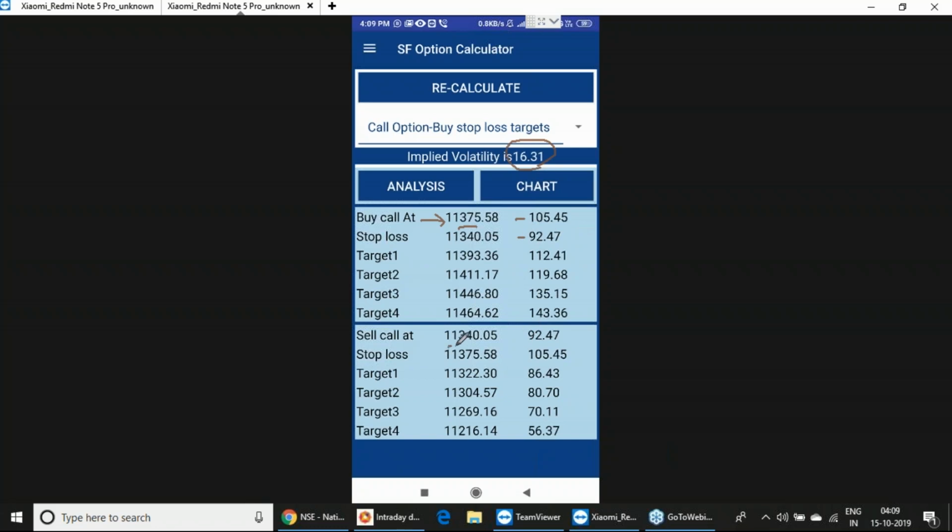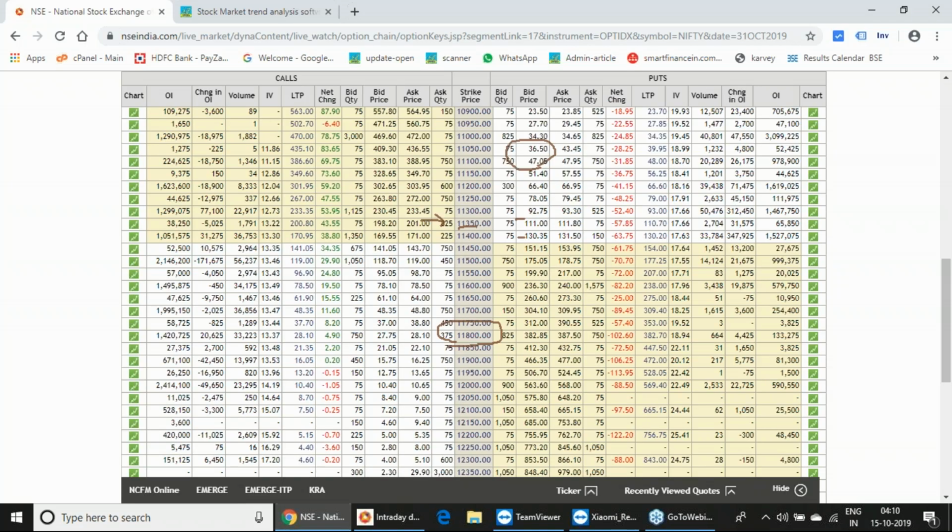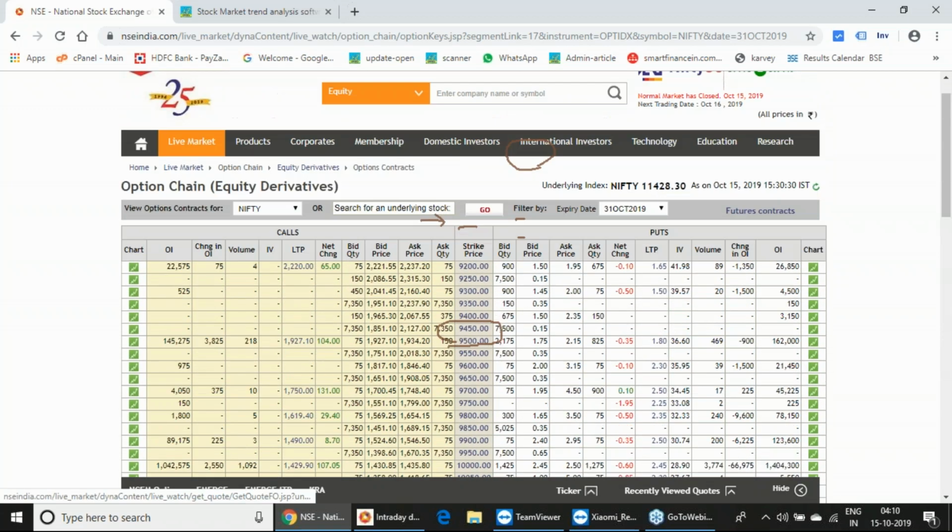Same way, if the Nifty spot falls to 11,340, we can sell this with a stop loss of 105.45, and these are the targets. So this is what we have calculated, and at day end, where the Nifty has ended and how far we have achieved, that I am going to show you.